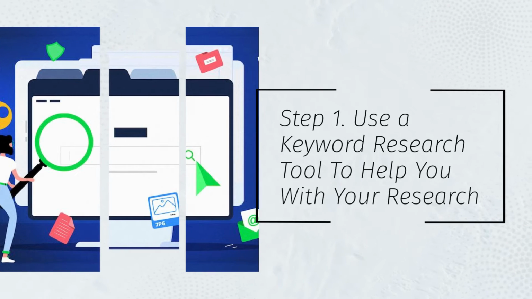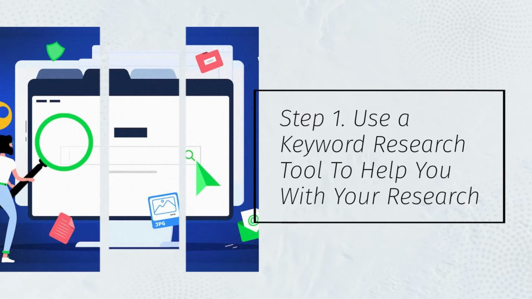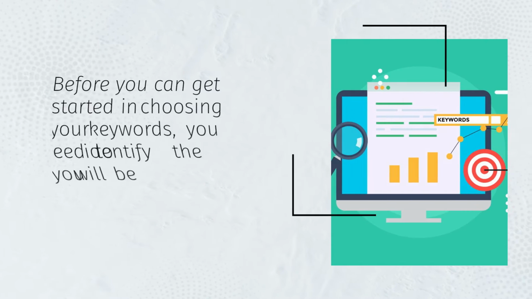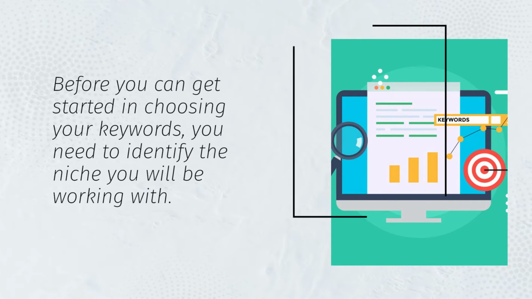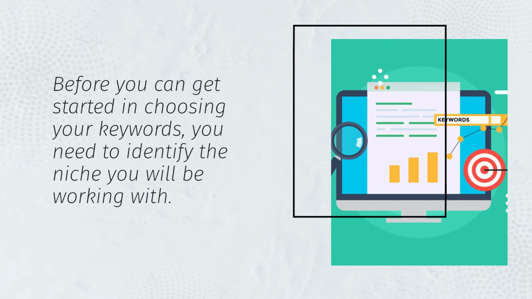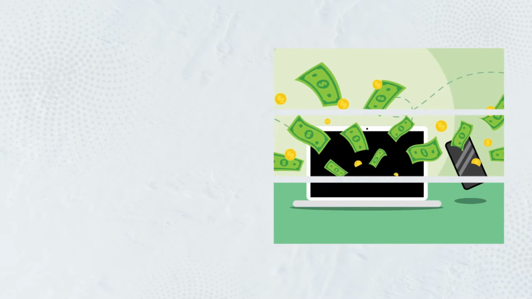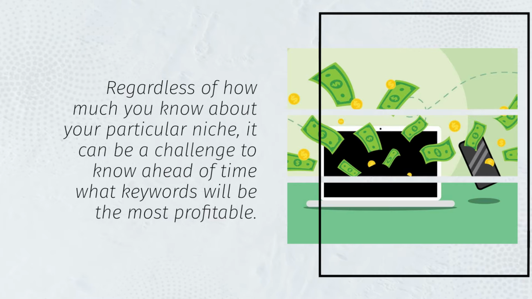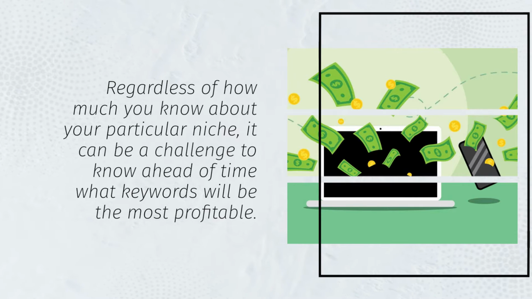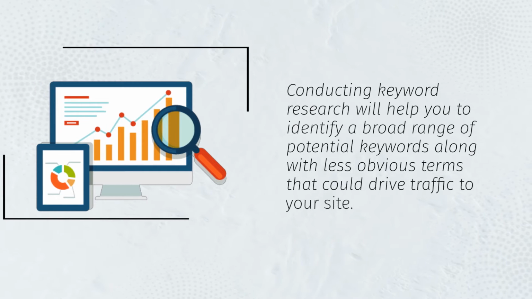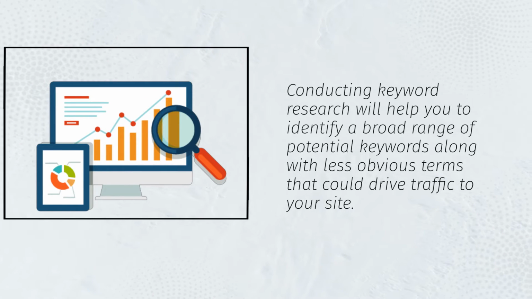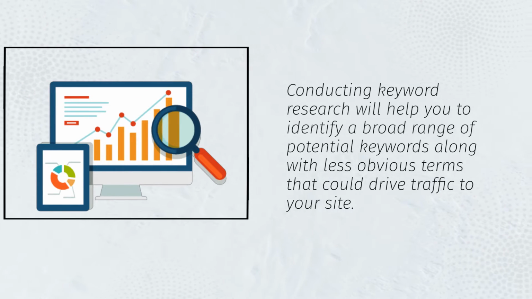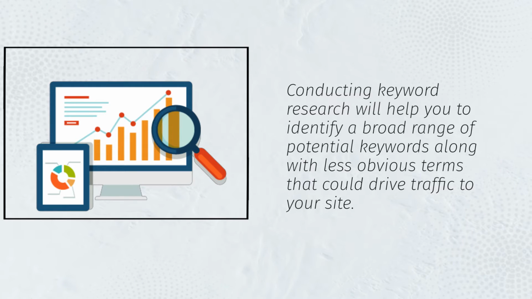Step 1. Use a keyword research tool to help you with your research. Before you can get started in choosing your keywords, you need to identify the niche you will be working with. Regardless of how much you know about your particular niche, it can be a challenge to know ahead of time what keywords will be the most profitable. Conducting keyword research will help you to identify a broad range of potential keywords along with less obvious terms that could drive traffic to your site.